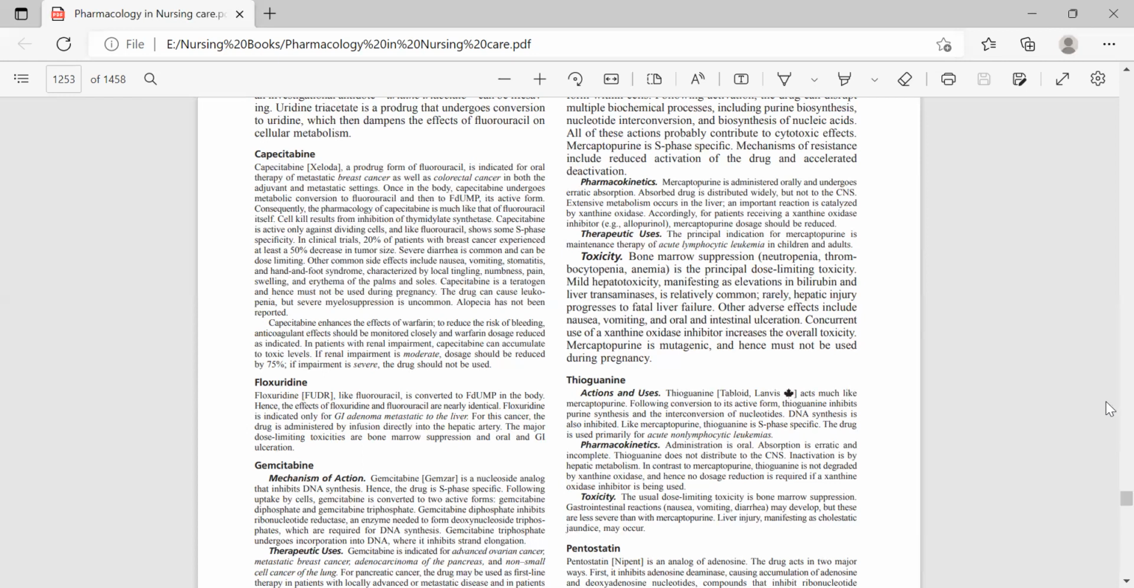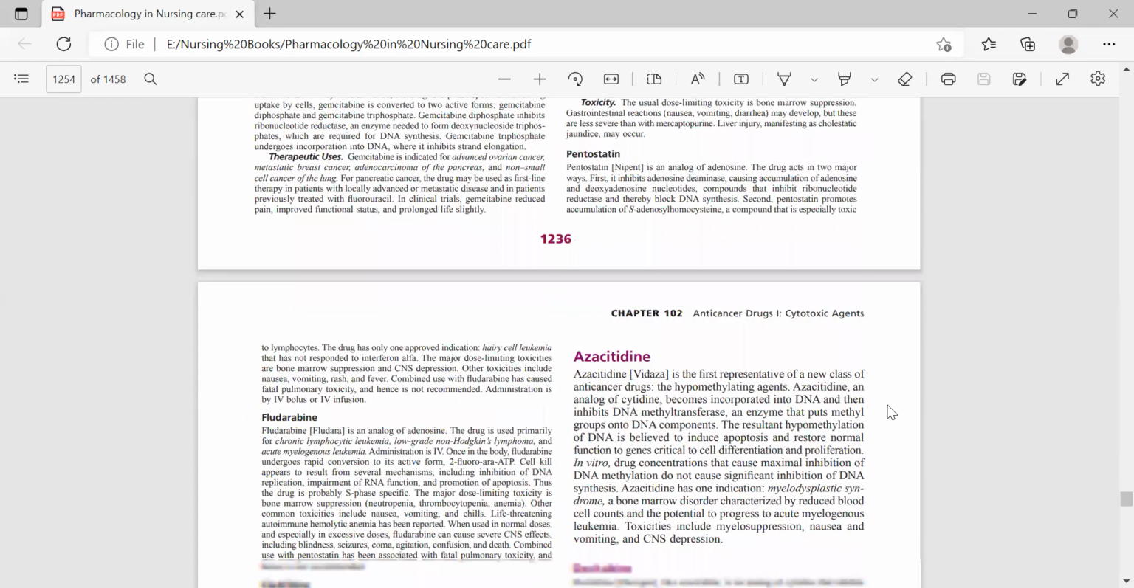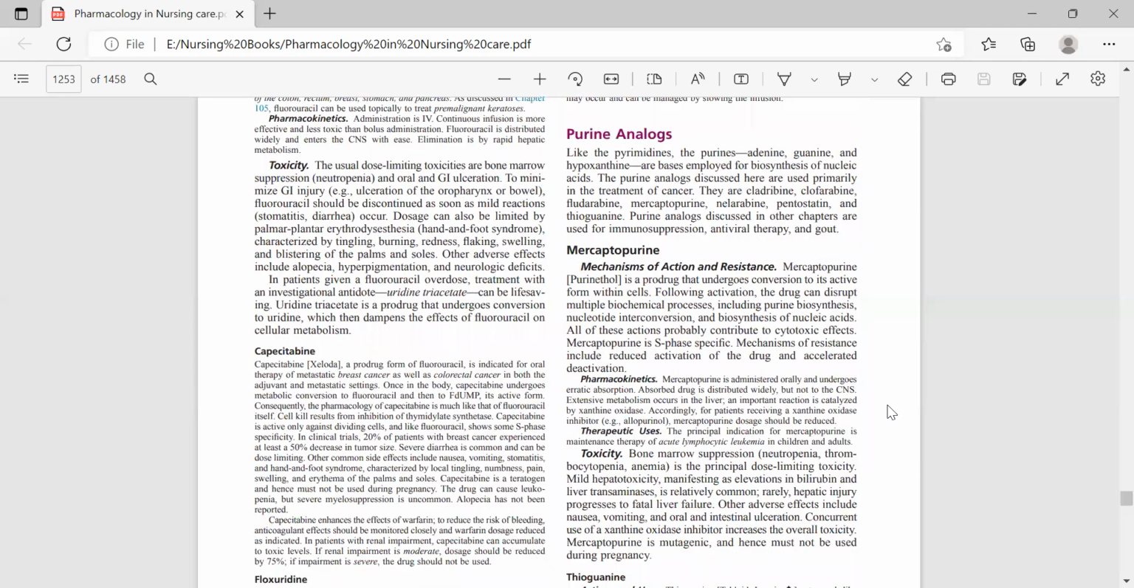Now we come to the next class, the purine analogs, again under the umbrella of antimetabolites. Like the pyrimidines, the purine bases, that is adenine, guanine, and hypoxanthine, are the bases employed for the biosynthesis of nucleic acid. These purine analogs are used in the treatment of cancer. They include cladribine, clofarabine, fludarabine, mercaptopurine, nelarabine, pentostatin, and thioguanine. The purine analogs are also used for immunosuppression, antiviral therapy, and gout.